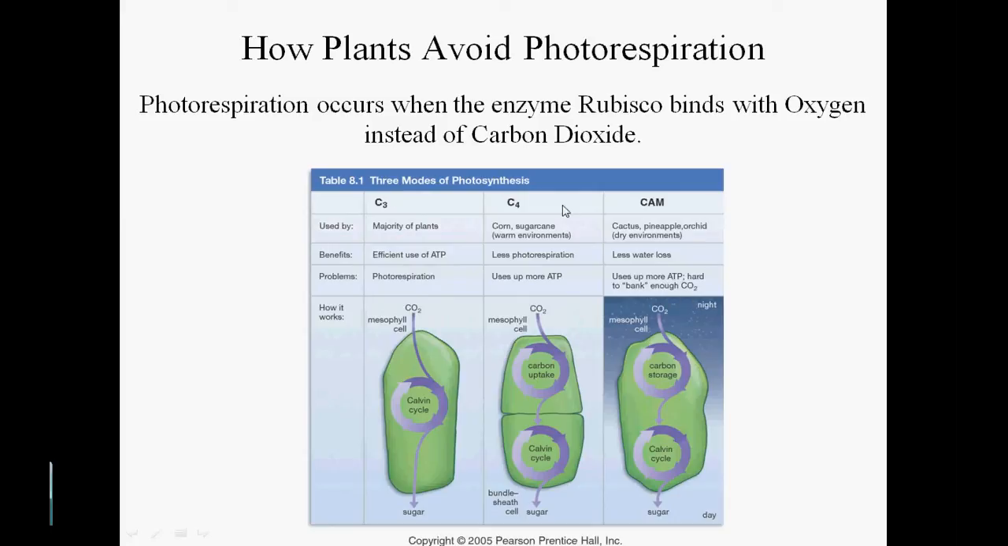But of course, the best way is the C3 photosynthesis, which is the normal photosynthesis that we discussed. But these are two other methods of photosynthesis that plants in warm environments and dry environments use. So this chart basically summarizes it well.